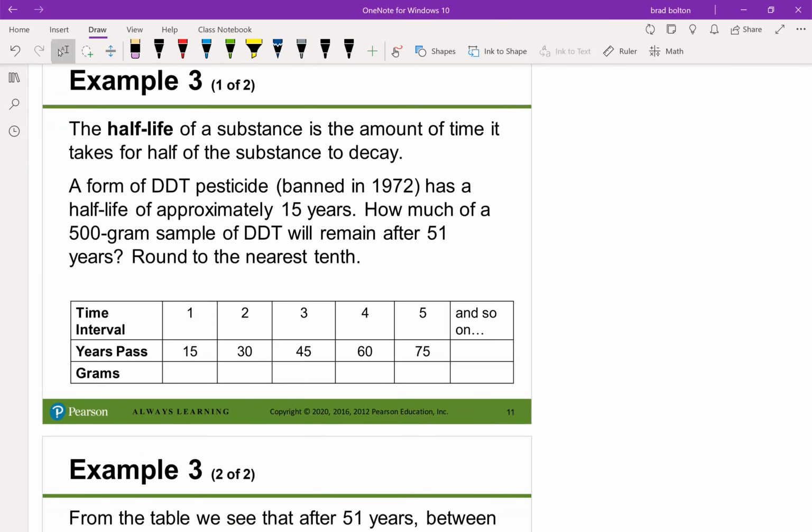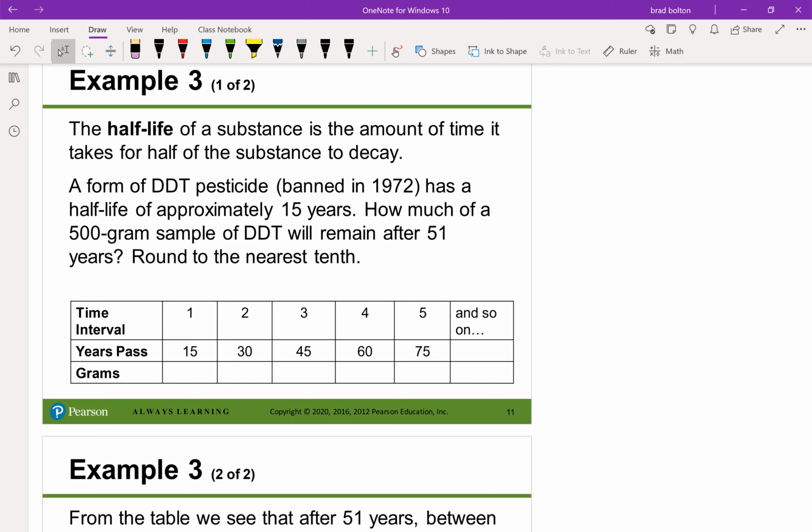So then we have something called a half-life. Basically half-life problems just say you have half of what's left. So that's what we just did. We literally said there's half of what's left. Let me make sure we have this right.